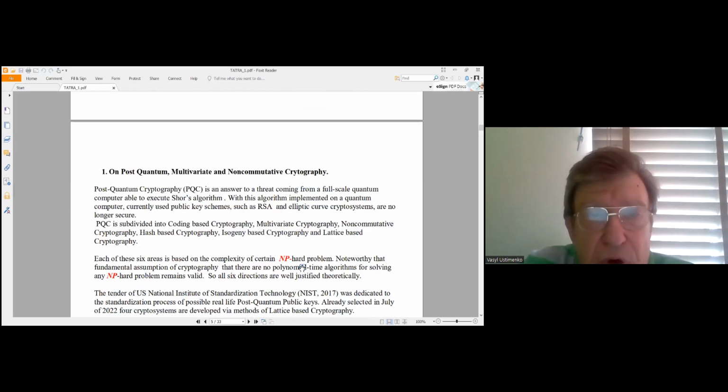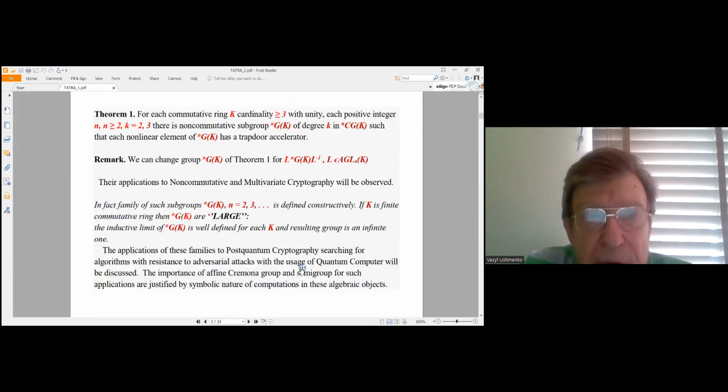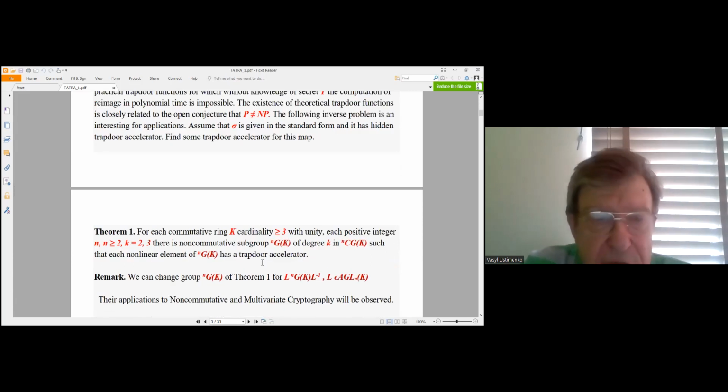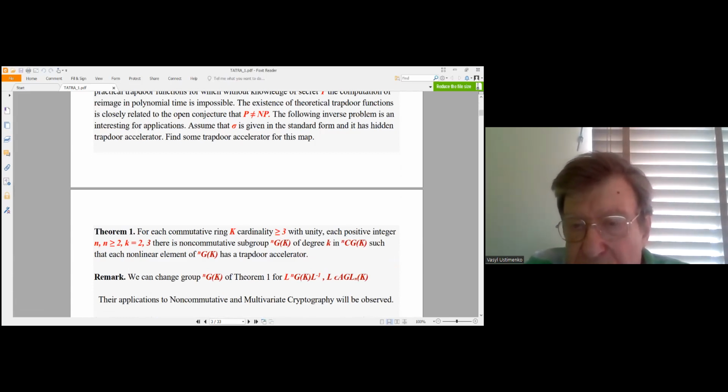Okay, so I will talk about my result depicted in the abstract. Theorem 1. For each commutative ring K of cardinality at least 3 with unity, each positive integer n bigger or equal to 3, and k equal 2 and 3, there is a non-commutative subgroup G_nK of degree k, so the degree is 2 or 3, in this affine Cremona group, such that each nonlinear element of G_nK has a trapdoor accelerator. So we have a nice group. Especially I like the case k equal 2, so we have quadratic equations.